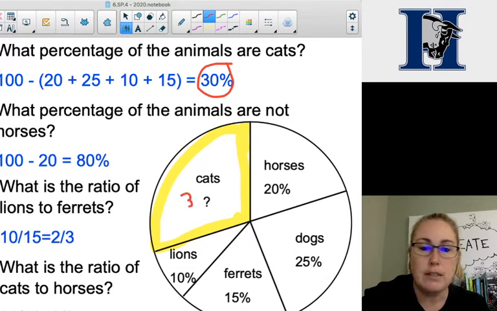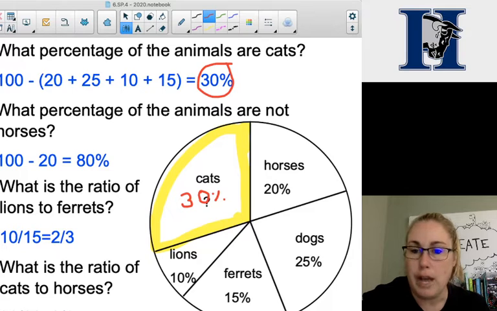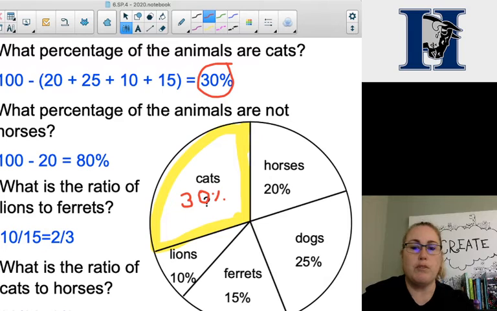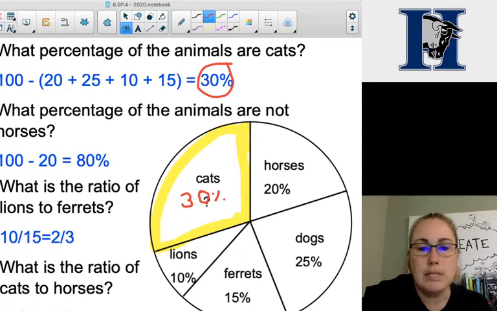So cats is 30%. When they ask you to find a missing part of the circle graph, I'm going to encourage you strongly to go ahead and write it on the circle graph, whatever answer you get, because a lot of times questions moving forward will go back and ask you to use that number, and you don't want to have to try to figure it out again. So when they ask you for a missing piece and you figure it out, go ahead and write it on the circle graph itself. So the next problem says, what percentage of the animals are not horses?